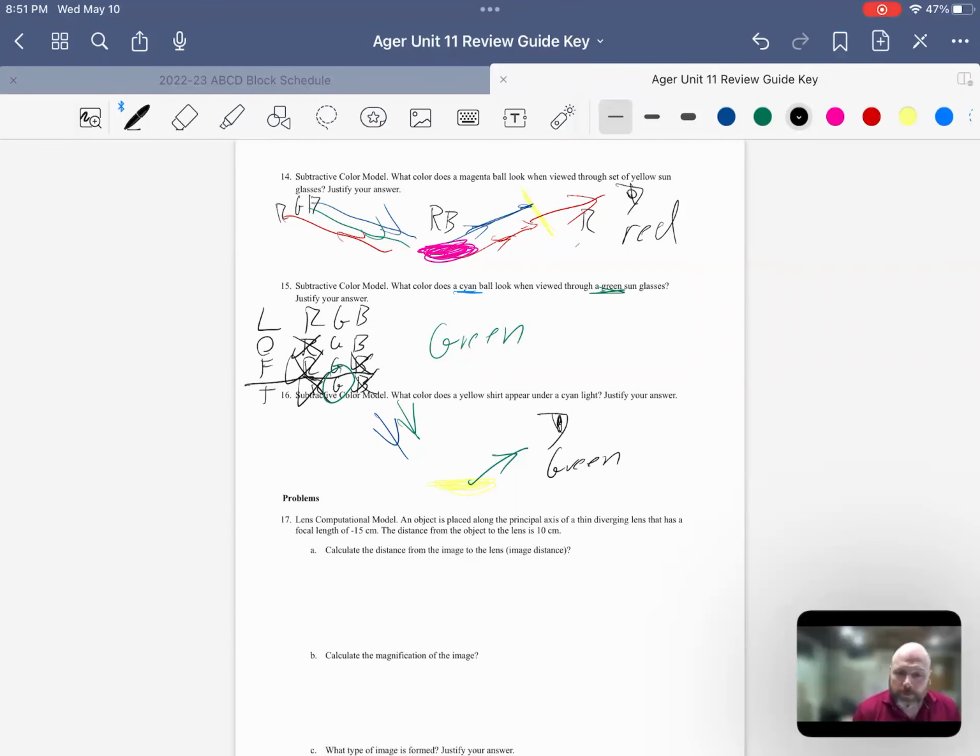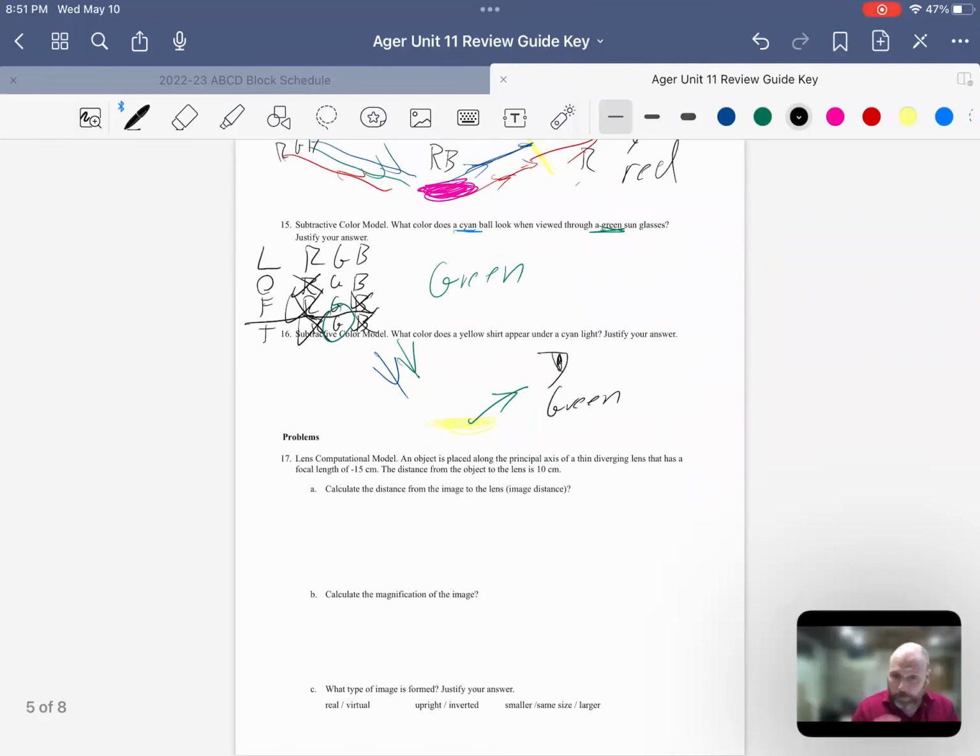All right, so this is the mathematical version. Notice we're not going to draw anything for this. I'm going to just use the numbers to predict the image type for each of the 17 and 18 here.